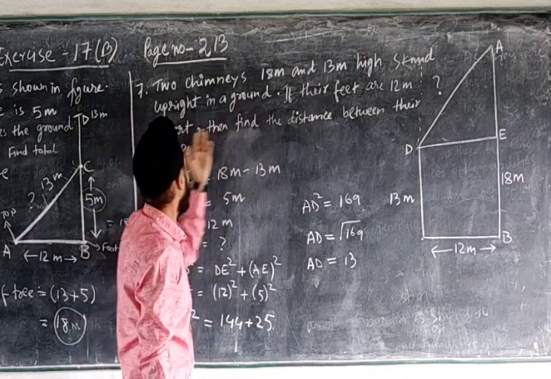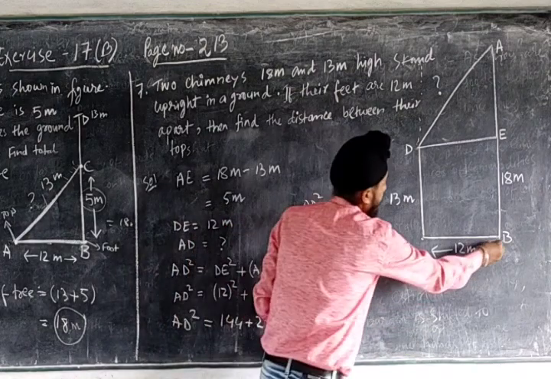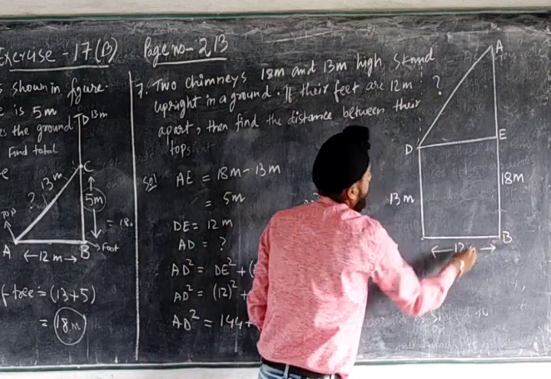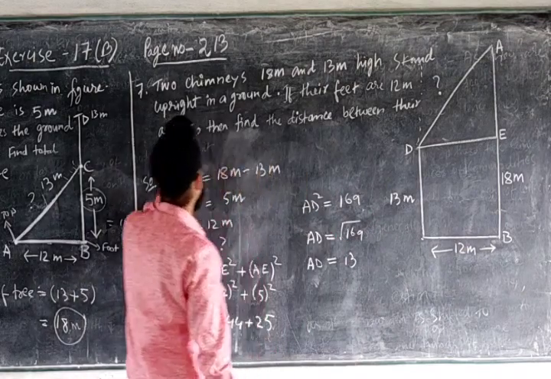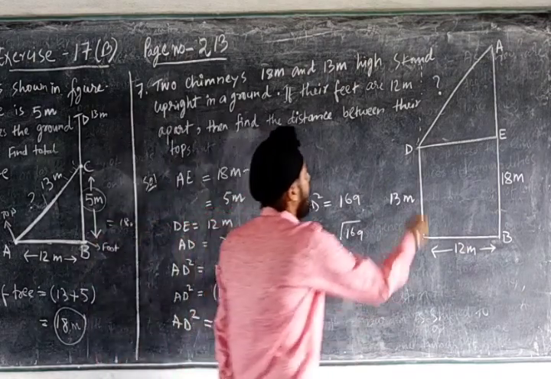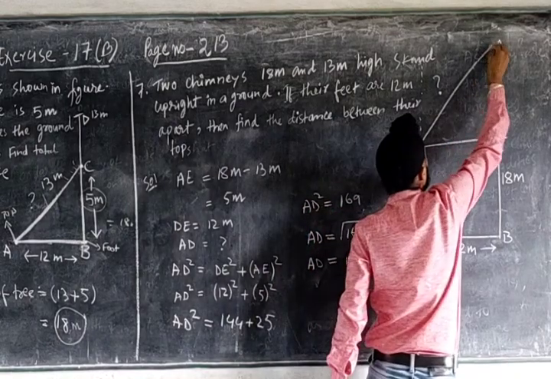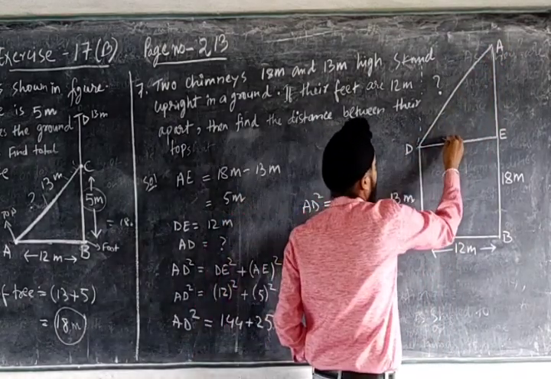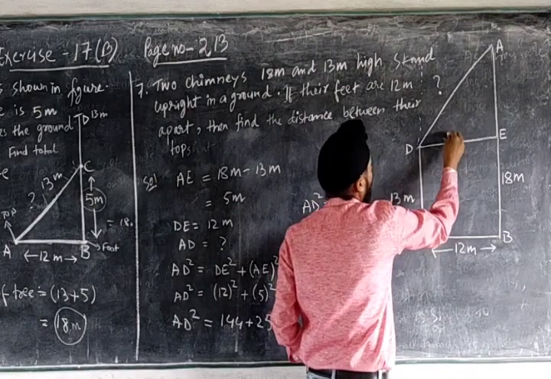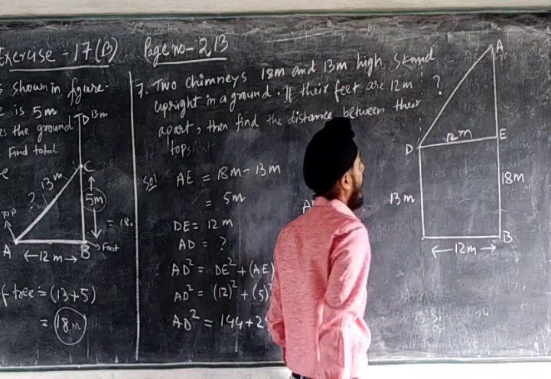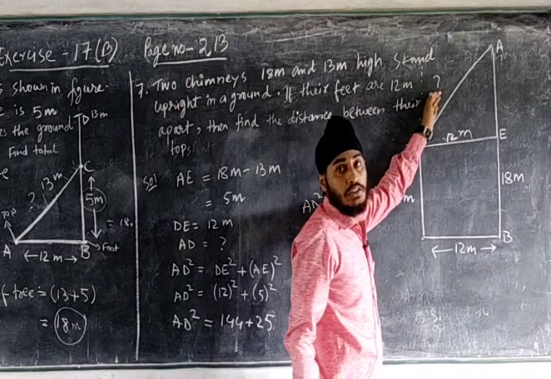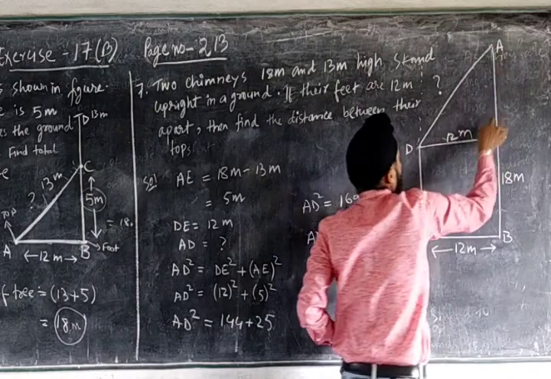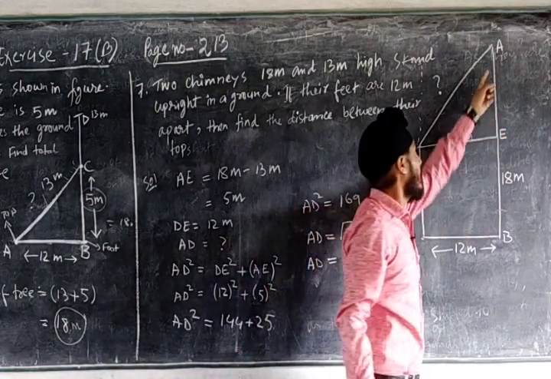If their feet are 12 meter apart, this base is given from here to here. What is the distance? 12 meter. Clear? We have to find the distance between their tops, from here to here, AD. We have this distance, 12 meter, and we have to find this distance. To find this distance, that is the hypotenuse, we need to know this AE.